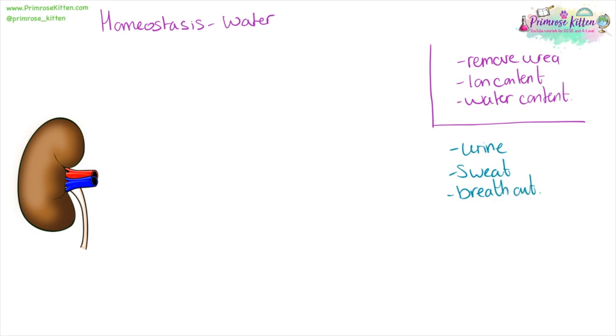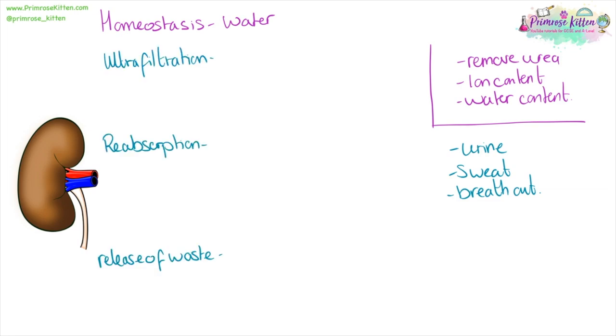It's important to control the level of water in the body because if there's too much water taken up by cells by osmosis, then they might pop, or if there's not enough water, then the enzymes, the reactions won't be able to take place. There are three steps to the way that the kidneys function: ultrafiltration, reabsorption, and then the release. Blood enters the kidneys under high pressure, and water, ions, urea, and sugar are going to be squeezed out into the capsule, which is at the start of the nephron.